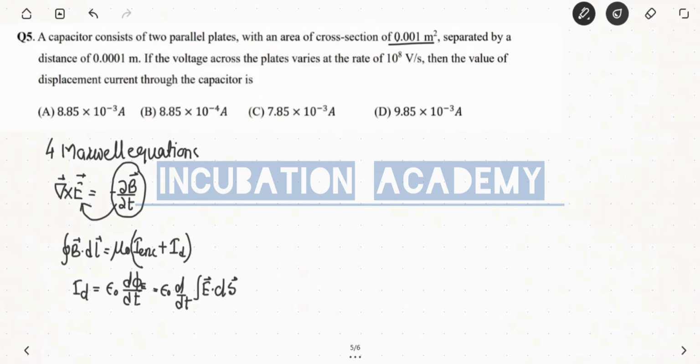If the surface is a complete, enclosed one, then this closed integral sign should be here. Now you tell me where you have seen this equation, cyclic integral E dot ds. You have read this equation as Gauss's law, cyclic integral E dot ds equal to q enclosed divided by epsilon naught. So epsilon naught is a constant that can be taken outside the integration and it cancels out. So this will become d/dt of q enclosed.